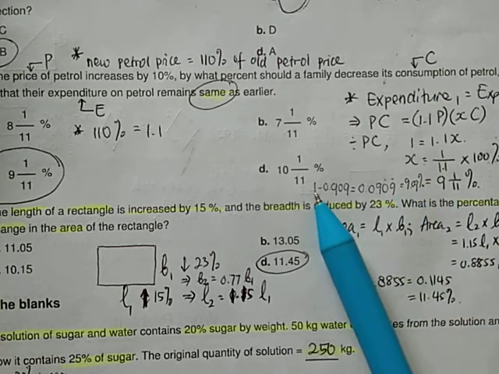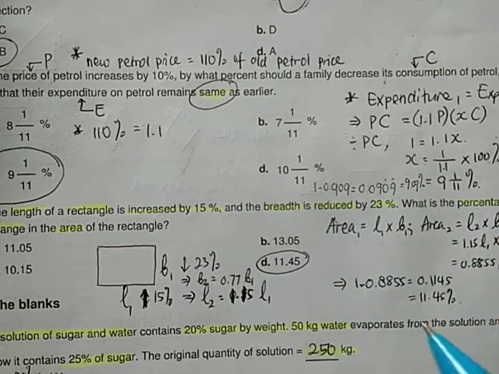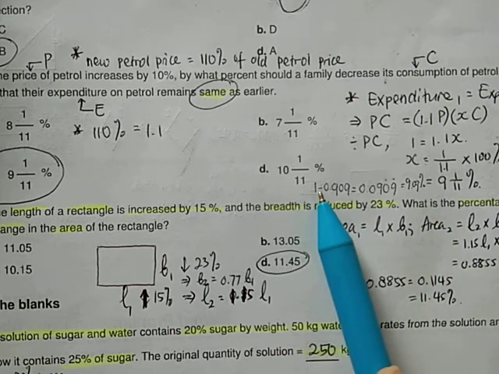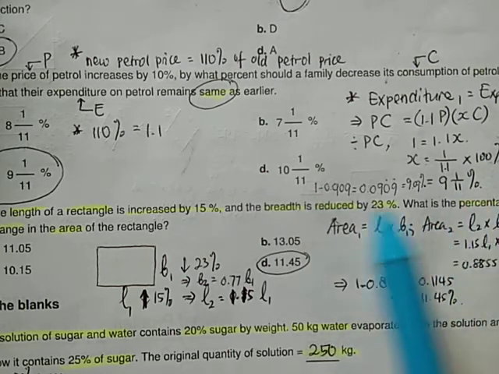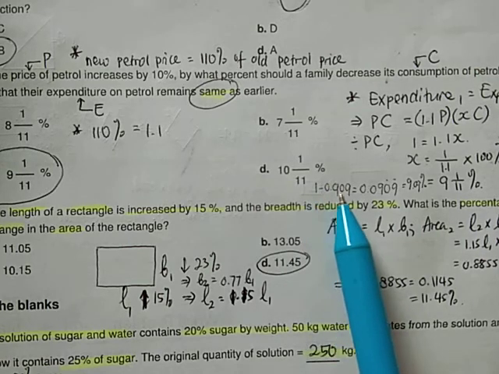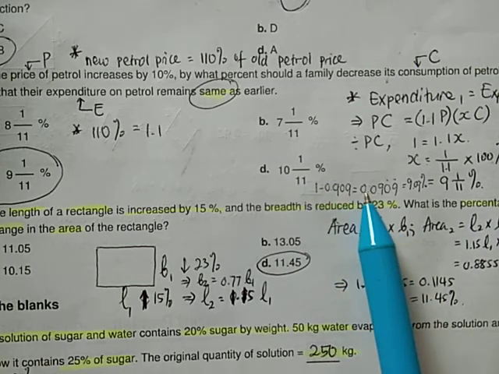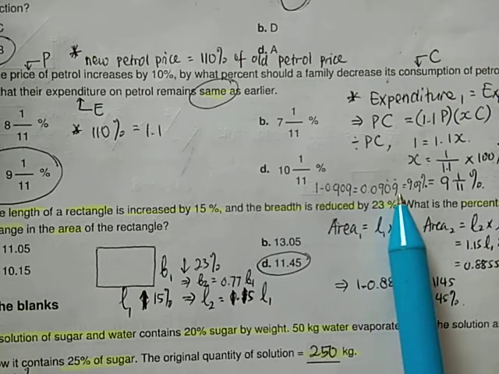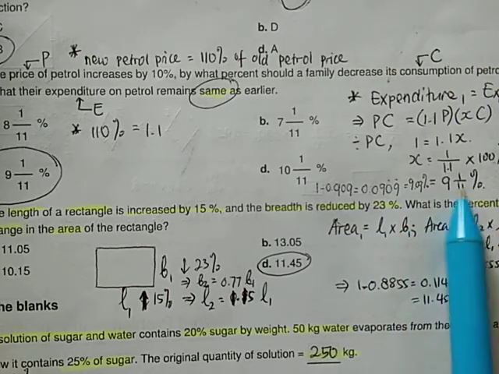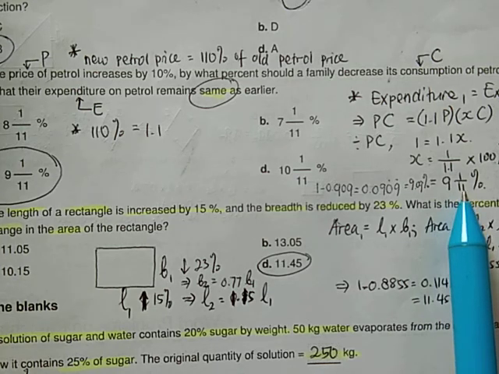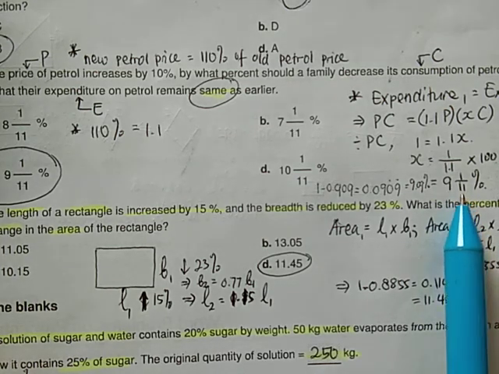So how much reduction? You can do 100% minus 90.9%, or you can do 1 minus 0.909, which will give you 0.0909, which is the same as 9.09%, and which is actually 9 and 1/11%. Very simple and straightforward.